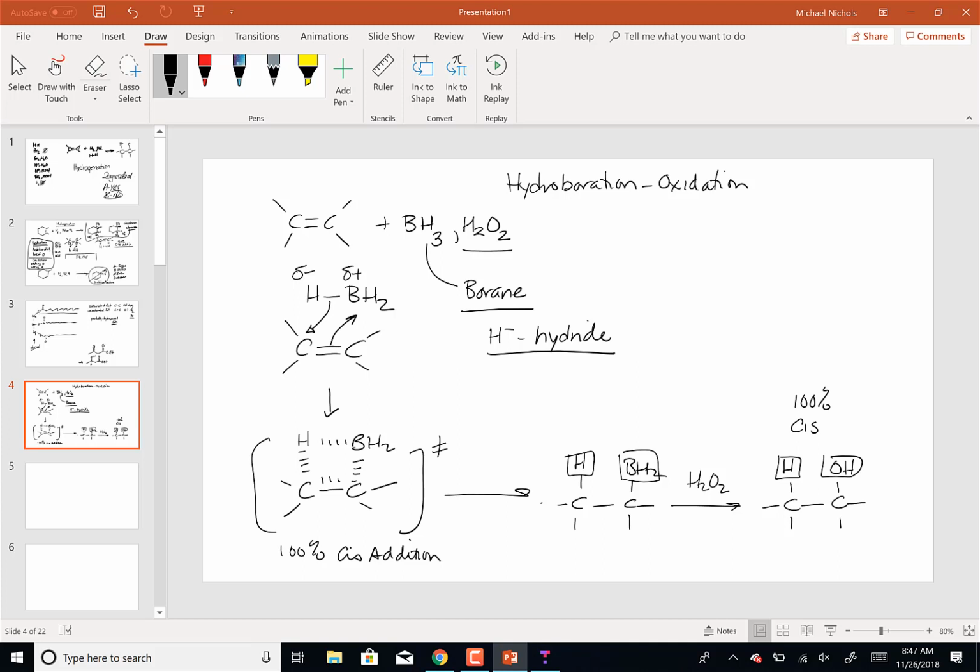Now, I'm leaving out question 2, which is Markovnikov or anti-Markovnikov. Well, okay, Markovnikov and anti-Markovnikov in the sense of Markovnikov's rule. I'm adding an H. Which H do I add to? In this case, the boron adds to the least hindered carbon. It adds to the least hindered carbon.